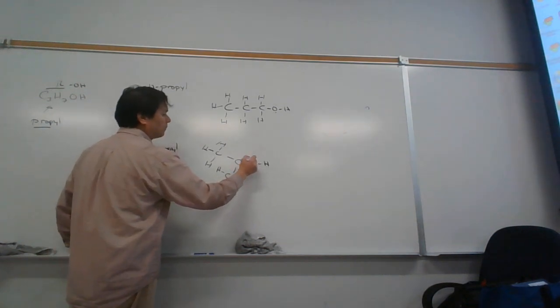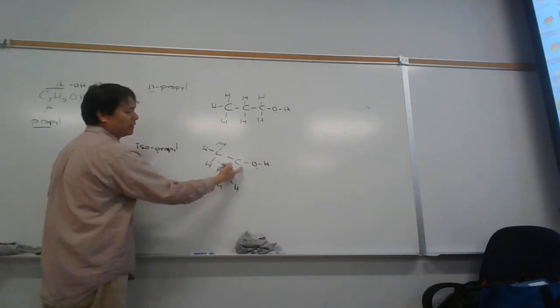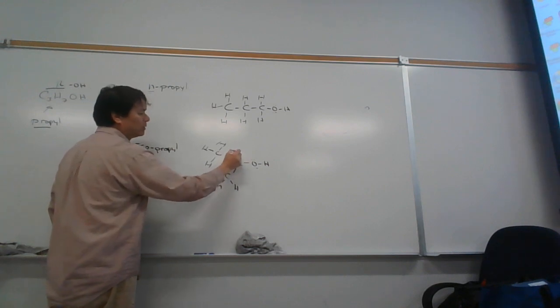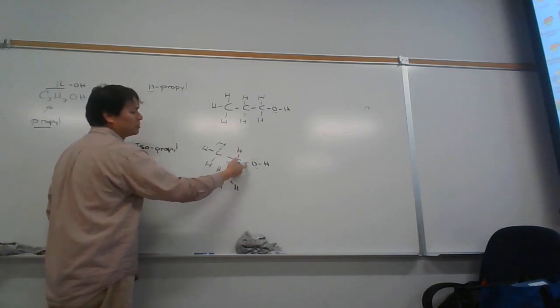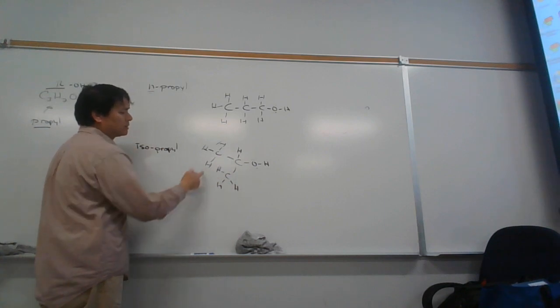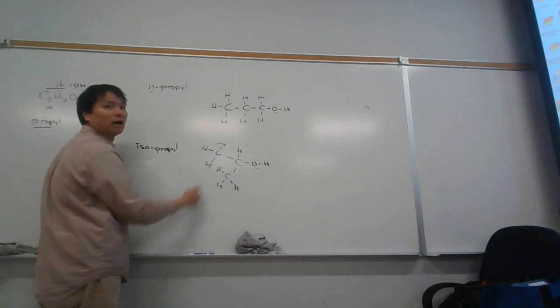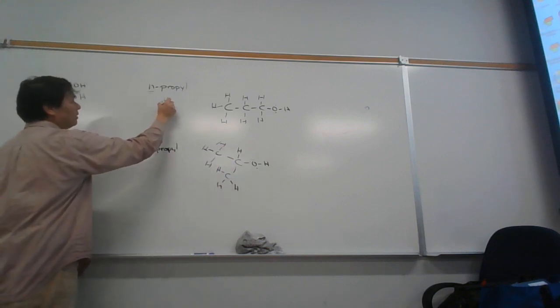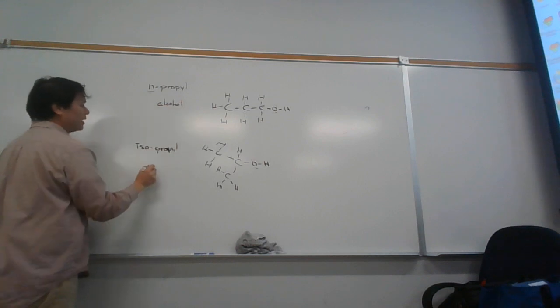But carbon likes to form how many bonds? Four. So we need one more bond to this carbon. This would be a tetrahedral, and so that would be it. So this takes care of 1, 2, 3, 4, 5, 6, 7 hydrogens. And so what we have is N-propyl alcohol, and isopropyl alcohol.